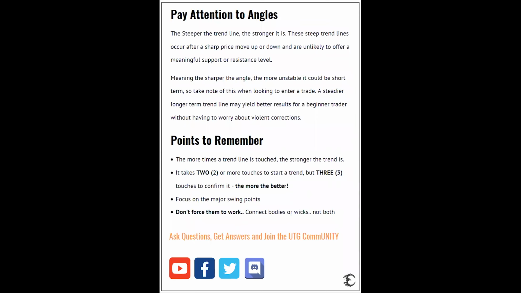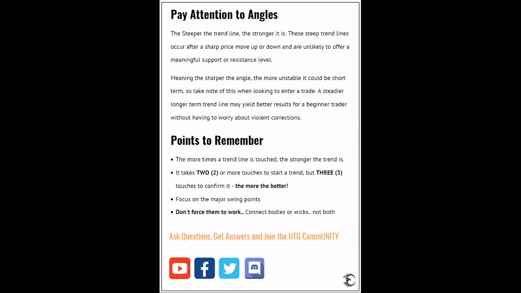So a couple of points to remember too. The more times a trend line is touched, the stronger the trend is. It takes at least 2 touches to start the trend, but 3 to really confirm it. The more, the better. Focus on major swing points. Ignore the noise. Focus on those major swing points, which is another reason why we trade on the 4-hour or above. When we're not scalping, we find those major swing points, and don't force them to work.